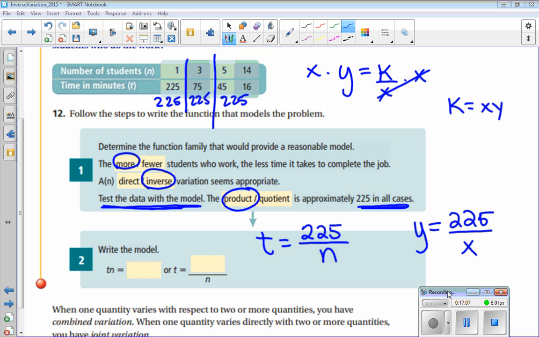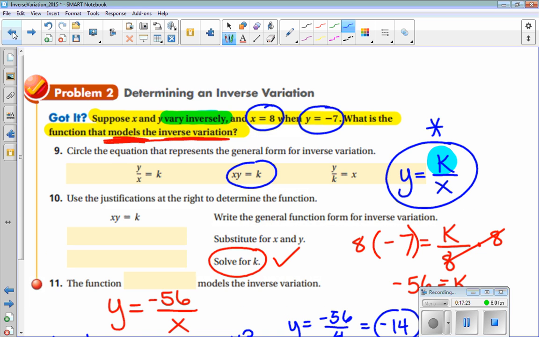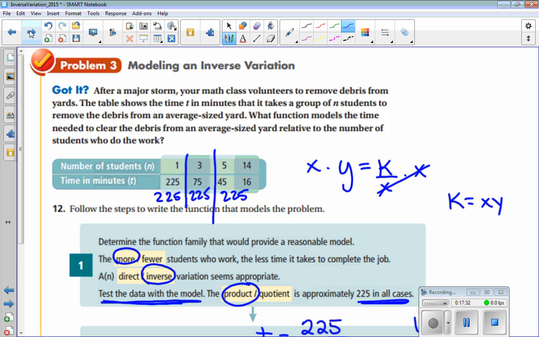All we did was find k because we were given a table, a little bit different. If that bothers you, we can do it just like what we did before. Remember what we did in this problem. We picked an x, we picked a y, and we plugged it into our equation to solve for k. I can do that exact same thing here. Which x and which y do you want to pick? Let's pick 5 and 45.